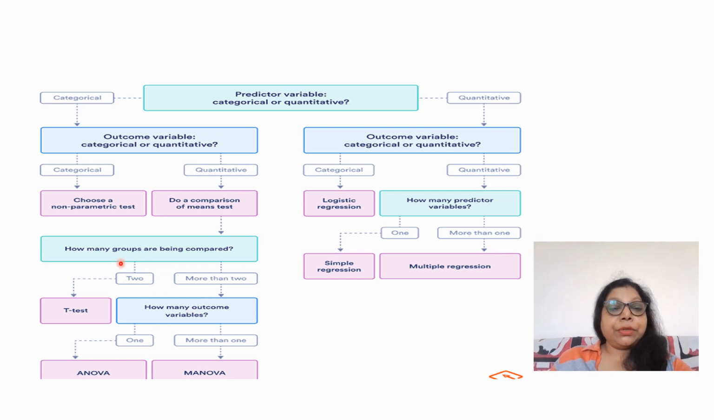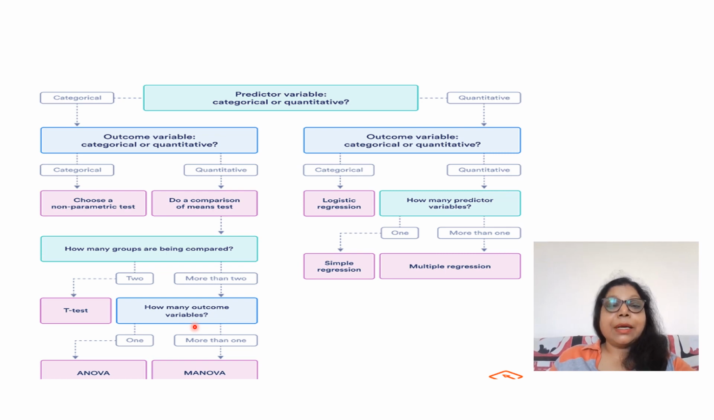If only two groups are there, then we can use a t-test. If more than two are there, then we need to identify how many outcome variables we have. If we have one outcome variable, we will use ANOVA, that is one-way analysis of variance. And if there is more than one outcome variable, then we will use MANOVA, that is multivariate analysis of variance.